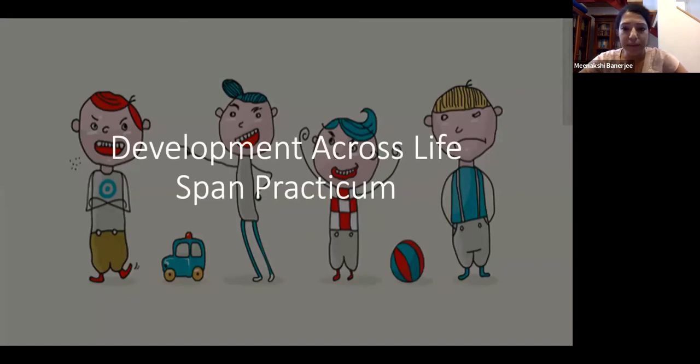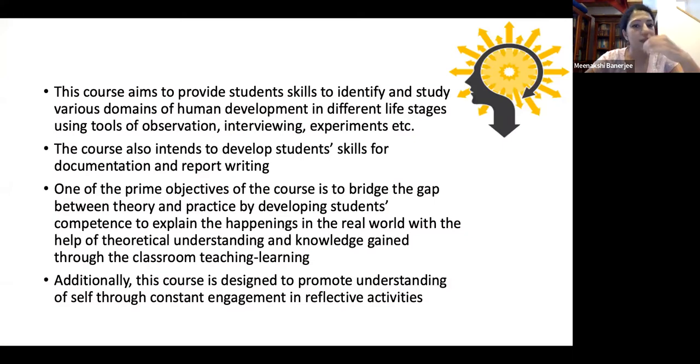I'll just talk a little bit, because I've been talking about the practicum. The idea of the practicum is that it goes really well hand in hand with what you're learning in your theory classes. So we try mostly to really overlap the areas that you're studying in theory classes with the kind of tools that you can use to study those concepts in the real world. Right? So the course really aims to provide the students with this skill to identify and study various domains of human development in different life stages, using the tools of either observation or interviewing or experimentation, etc.